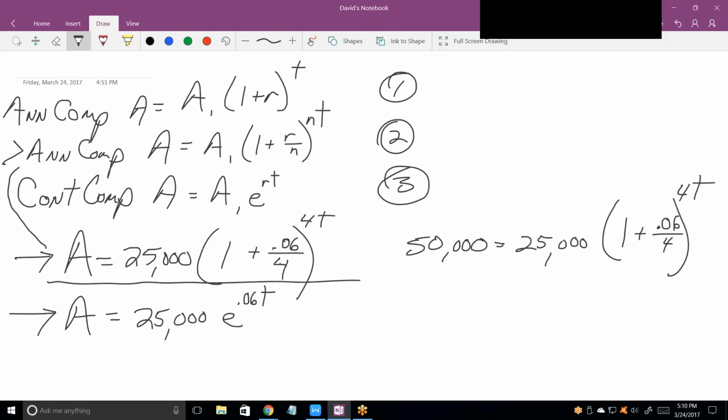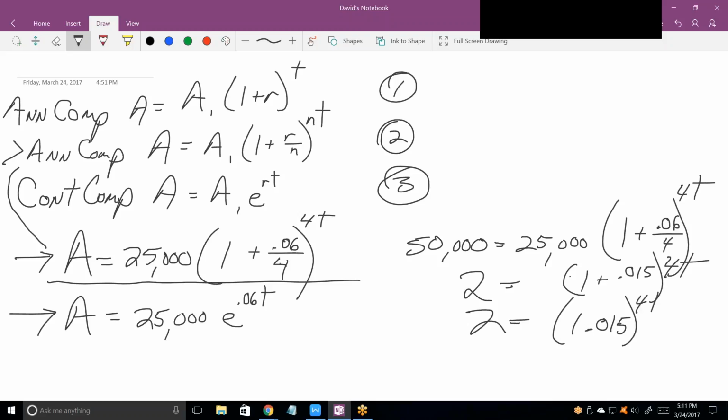Dividing 50,000 by 25,000, I get 2 equals 1 plus, if I do this division, 0.015 to the 4t, which means 2 is equal to 1.015 to the 4t. You with me? Yeah. In other words, you always want to add these two numbers together.